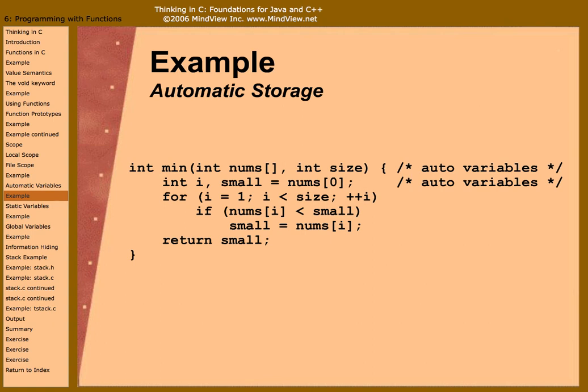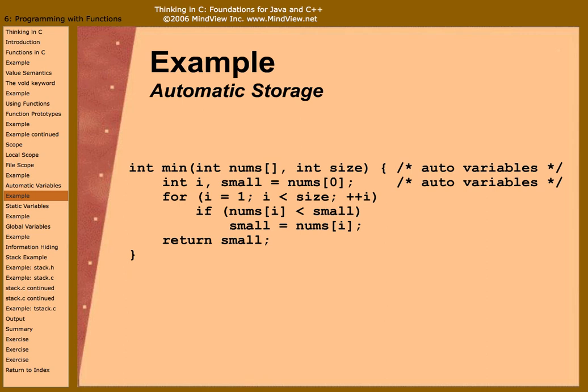And I have a local variable named i and small. Notice how small is initialized to nums sub 0, which is the first element in the array that's being passed in. This little function, of course, calculates the minimum of an array. So we initialize the variable small with the first number. And then we go through the rest of the elements, beginning at 1, the second element, all the way through the end. And we just keep track of the smallest as we go, and we return that.